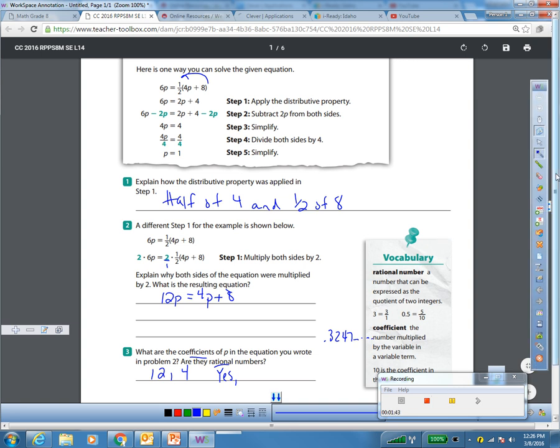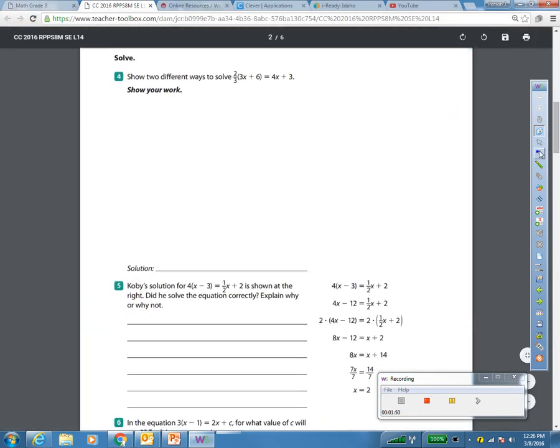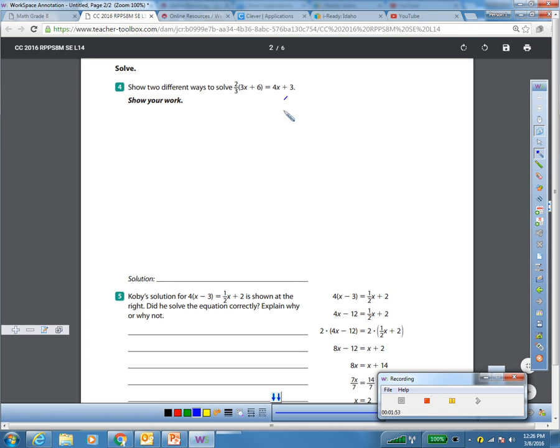Okay, I'm going to scroll to the next screen here. And we have 2 more problems. So let's go ahead and finish number 4. And number 4 is asking you to solve it 2 ways.